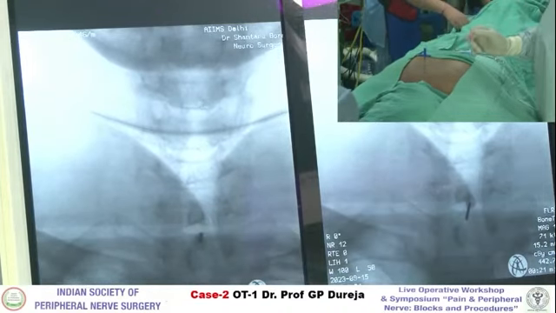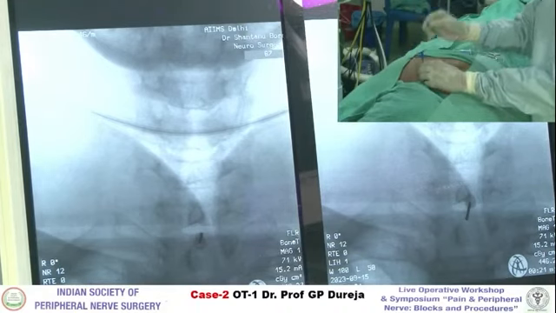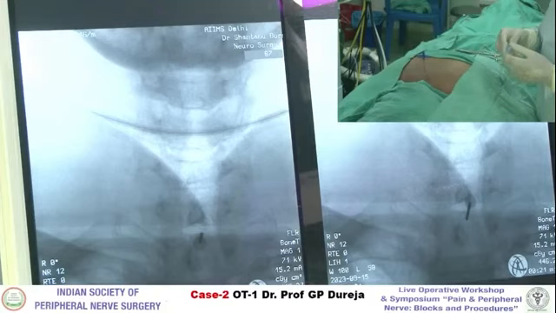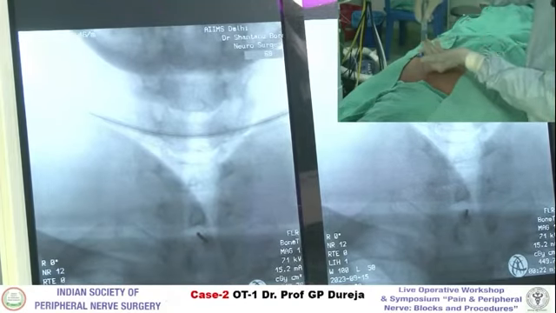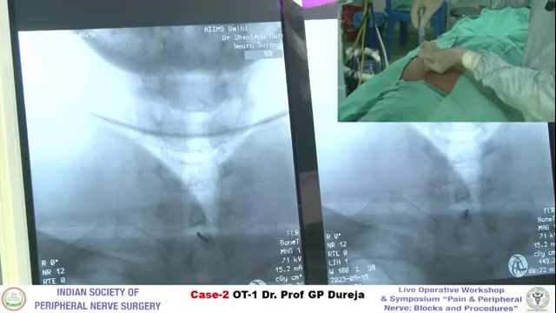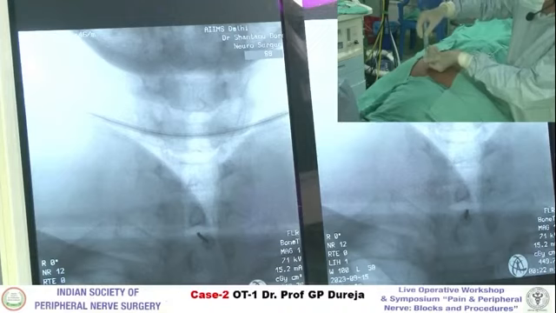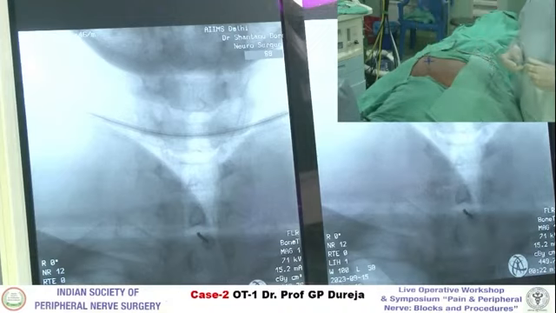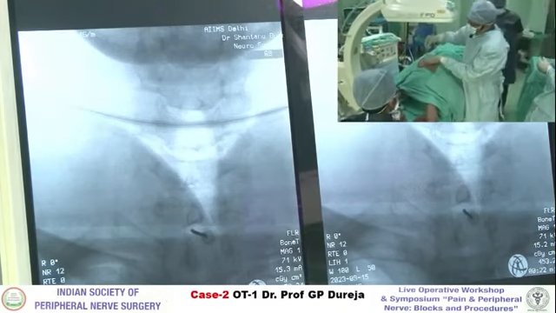Shoot. Yeah. So you can see now I am going midline, but I will redirect it a little laterally on the left side. Shoot, please. Yeah. Now you can see. Again, shoot, please. So you can see the position of the needle. I am in the left epidural space. Yes, sir.